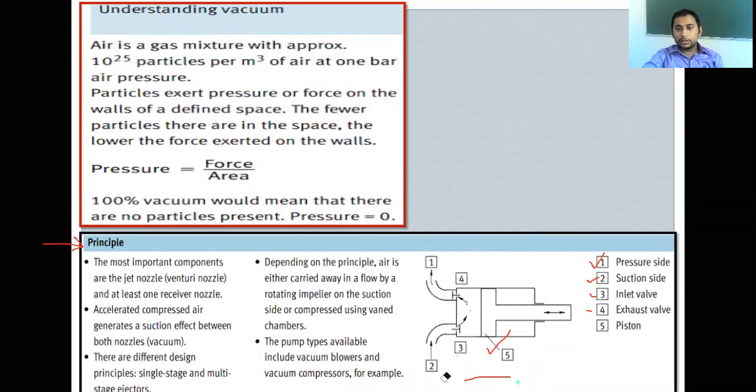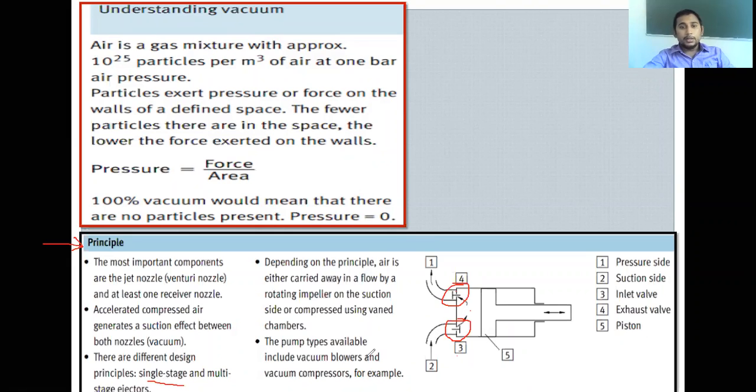So we have to read the principle of vacuum technology. The principle is that accelerated compressed air generates a suction effect between both nozzles. Okay, both nozzles means which nozzle? This nozzle, that is nothing but a wall. There are different design principles: single stage and multi-stage ejectors. Ejector means to eject out, to remove or suck the unwanted air from that particular chamber. So it may be single stage or it may be multi-stage.